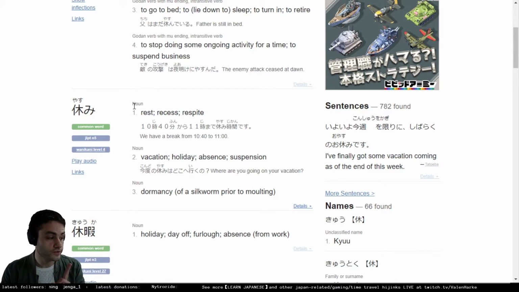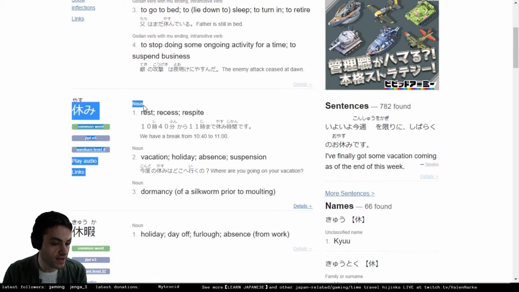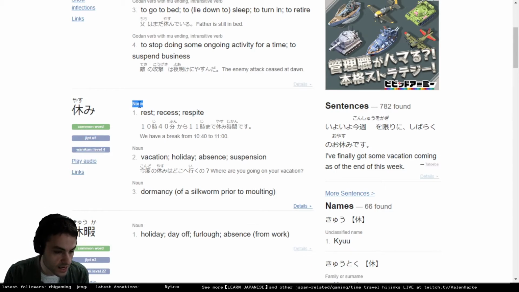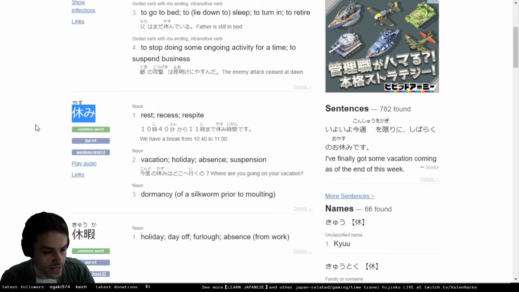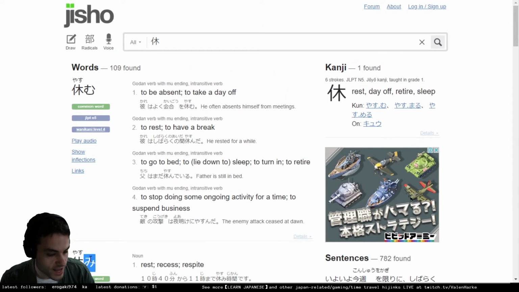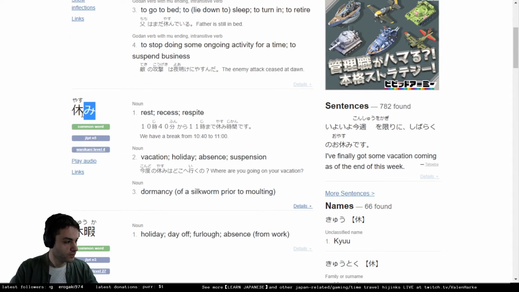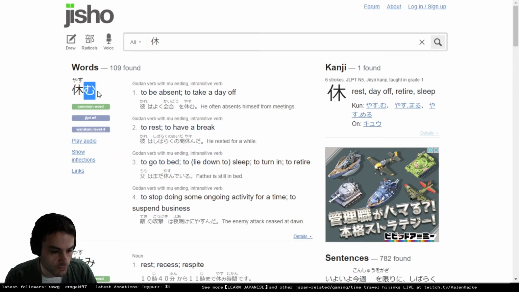And note, this does not say suru noun, does it? Because if it said suru noun, you could say yasumi suru, and that's not a thing. In order to turn this noun into a verb, you're actually changing the ending of the word. You're changing this mi to a mu. So this is a lot to take in right now. You do not need to memorize any of this.